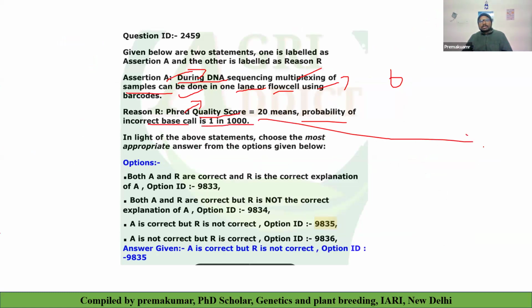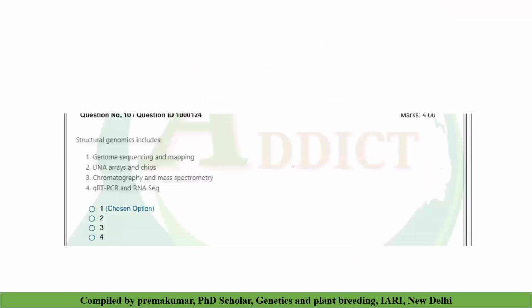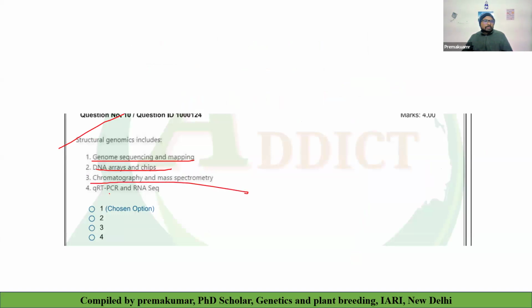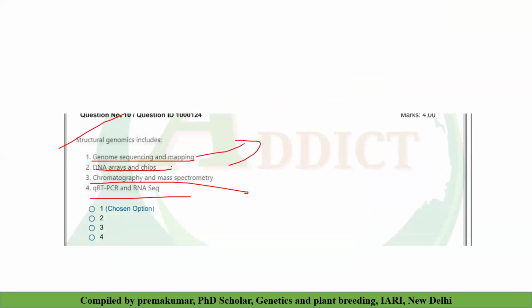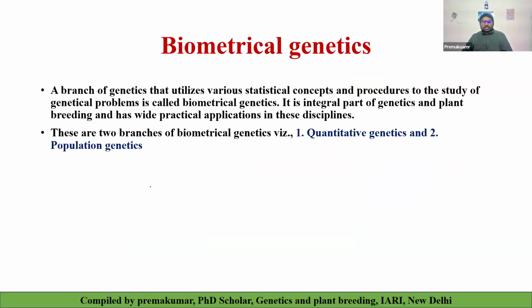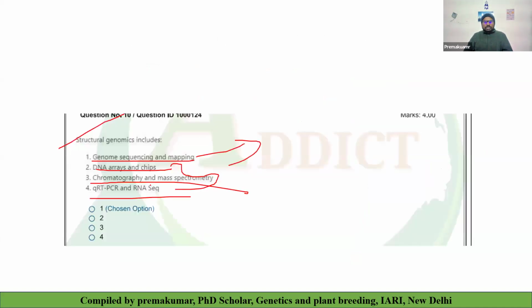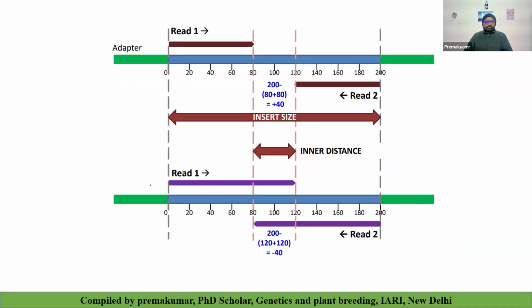Then, Phred score quality 20 means the probability of an incorrect base is 1 in 1000. It is wrong. It should be 1 in 100. Okay. Then, structural genomics include genome sequencing and mapping, DNA arrays and chips, chromatography and mass spectrometry, and qRT-PCR and RNA. Only genome sequencing and mapping belong to structural genomics; the rest are functional genomics. This is what I want to discuss today.